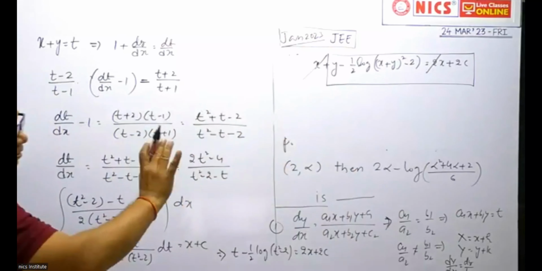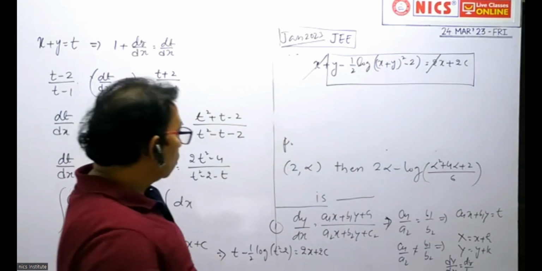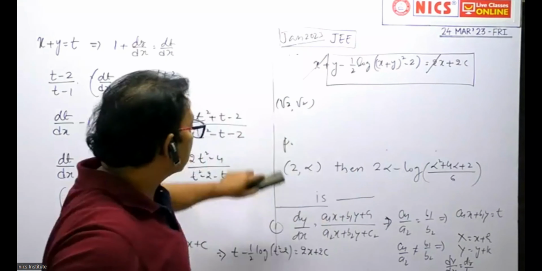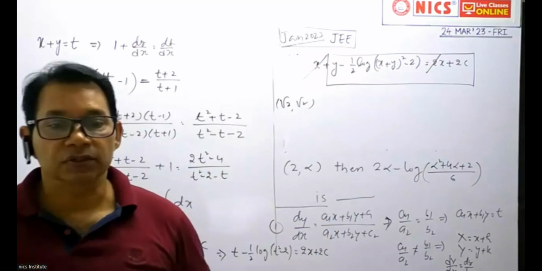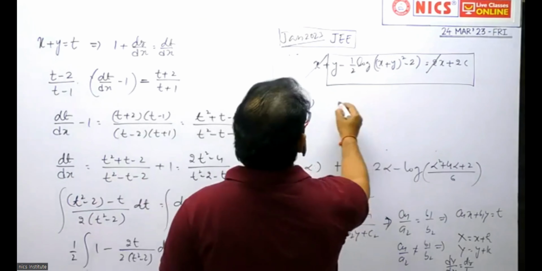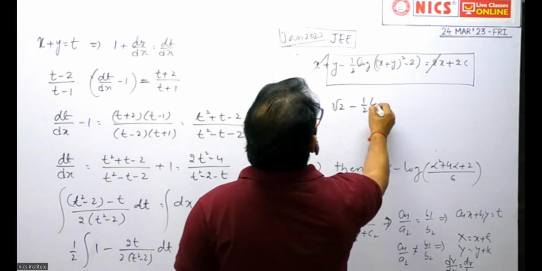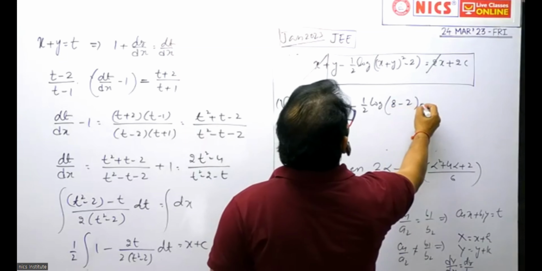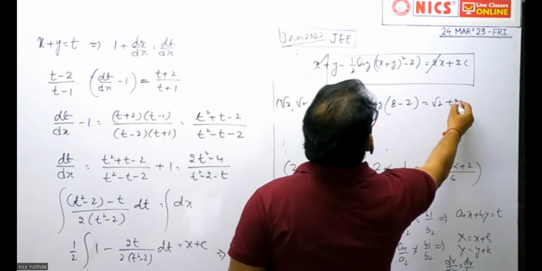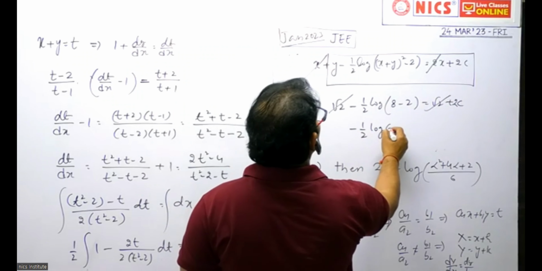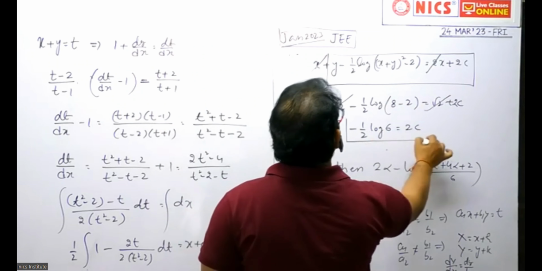According to the question, this curve passes through (root 2, root 2) and it passes through (2, alpha). So you can substitute these 2 points and get the relation. You can substitute y as root 2, x as root 2 and simplify it. You get the value of c. So root 2 plus root 2, this is 1 by 2 log of (root 2 plus root 2) whole square, which would be 8. This is root 2 plus 2c. So I get the value of 2c, which is this.